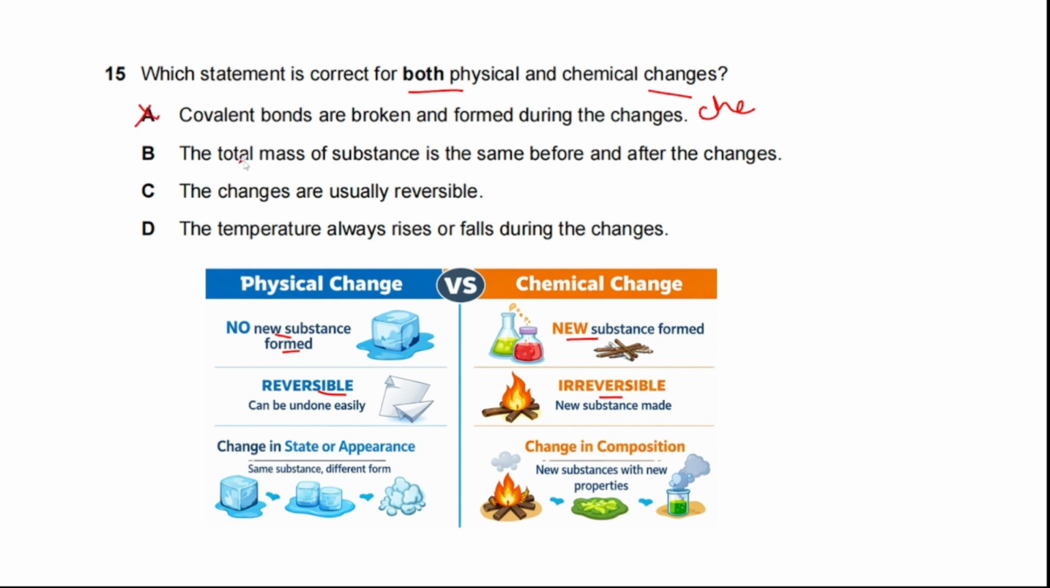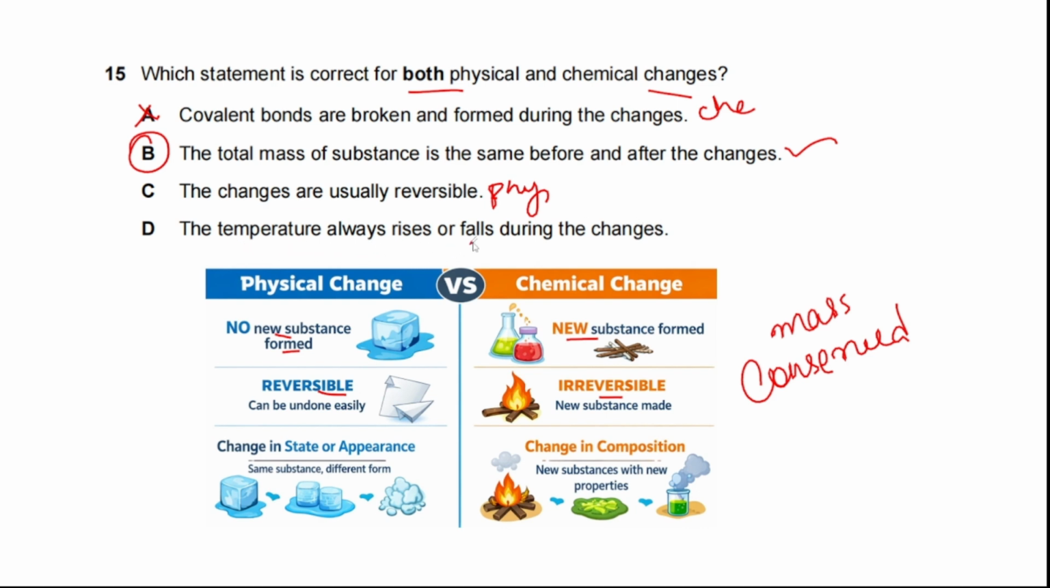Then option B, the total mass of the substance is the same before and after the changes. Whatever the change, whether it is physical or chemical, the total mass, mass is always conserved. So that doesn't make any difference between a physical and a chemical change. Then option C, the changes are usually reversible. That reversibility is only for physical changes, not for chemical ones.